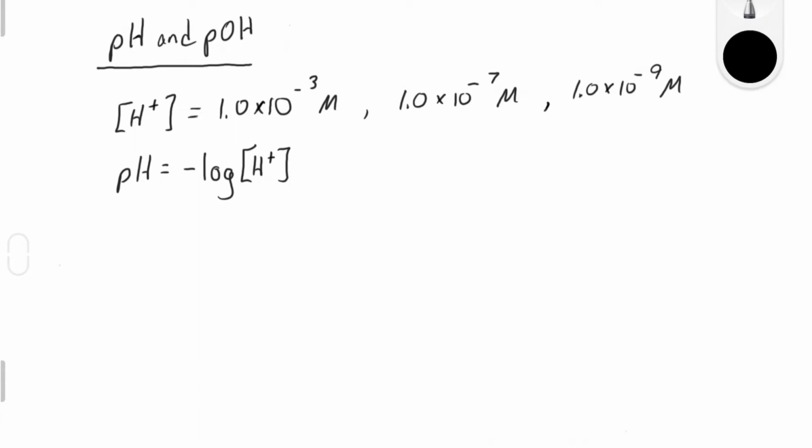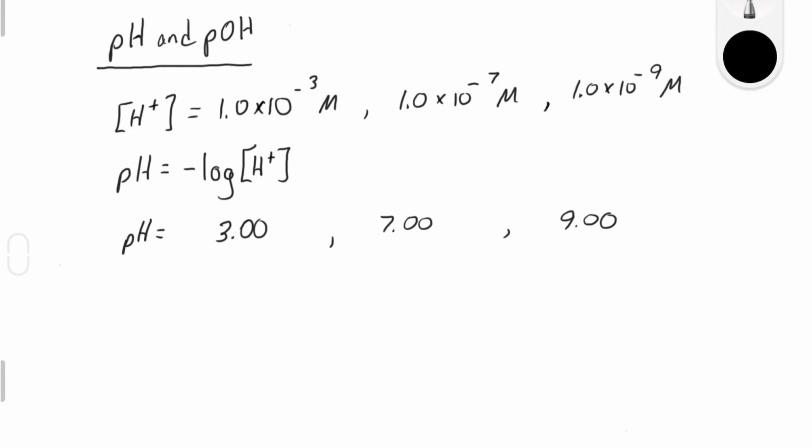This is a useful way to measure the concentration of H+ ions because it brings the numbers into something much more close to 1, much more easy to work with values. If we use the concentrations that are given above, 1 times 10 to the minus 3, 10 to the minus 7, and 10 to the minus 9, we get the following pH values.